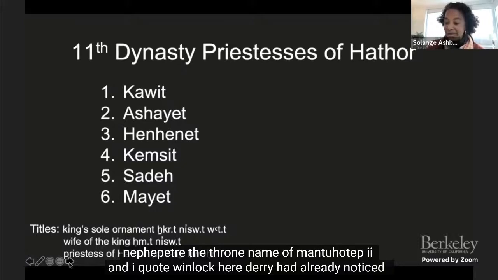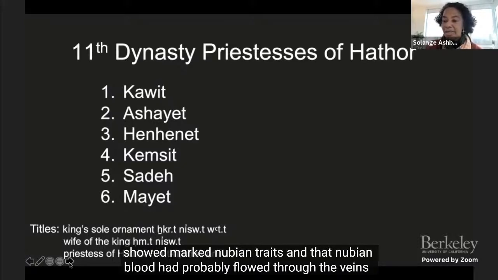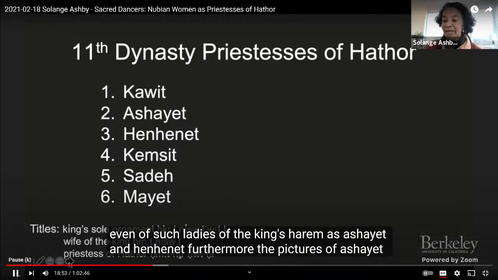Derry had already noticed that the features of the tattooed dancing girls buried in the Neb-Hepet Re temple showed marked Nubian traits, and that Nubian blood had probably flowed through the veins, even of such ladies of the king's harem as Ashayet and Henhanit.